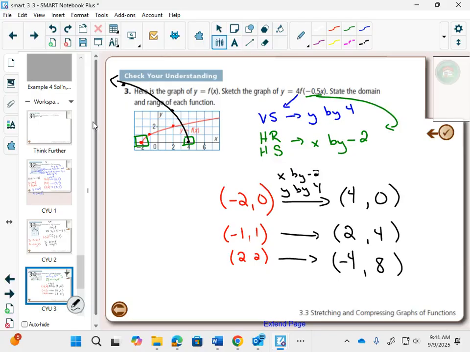Other things to check, okay? You can check, does it look like we stretched it vertically? Does it look like we flipped it horizontally? Sometimes the stretches are hard to see in the end. Does it look like we might have also stretched it horizontally? Okay. See the red curve shape? Does our black one have that same shape?